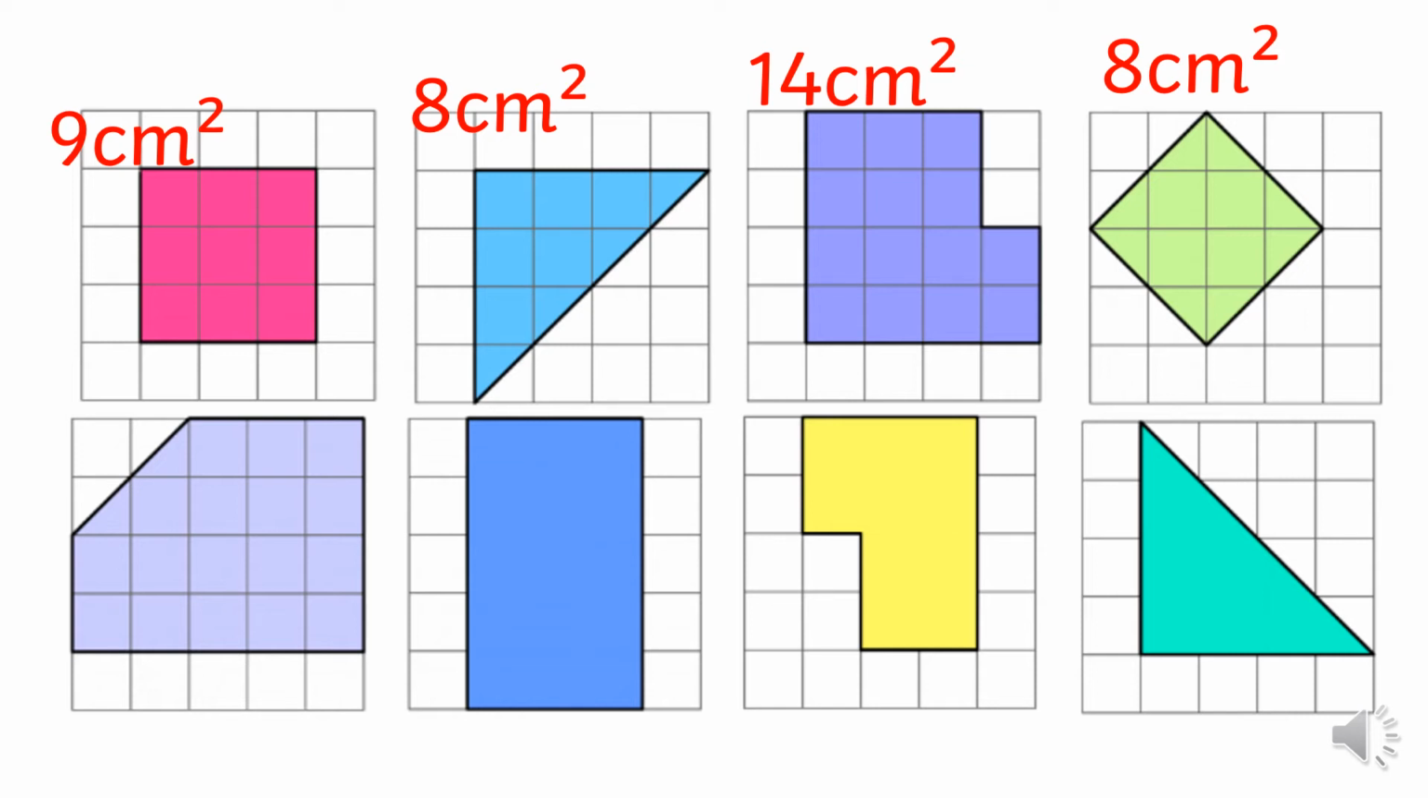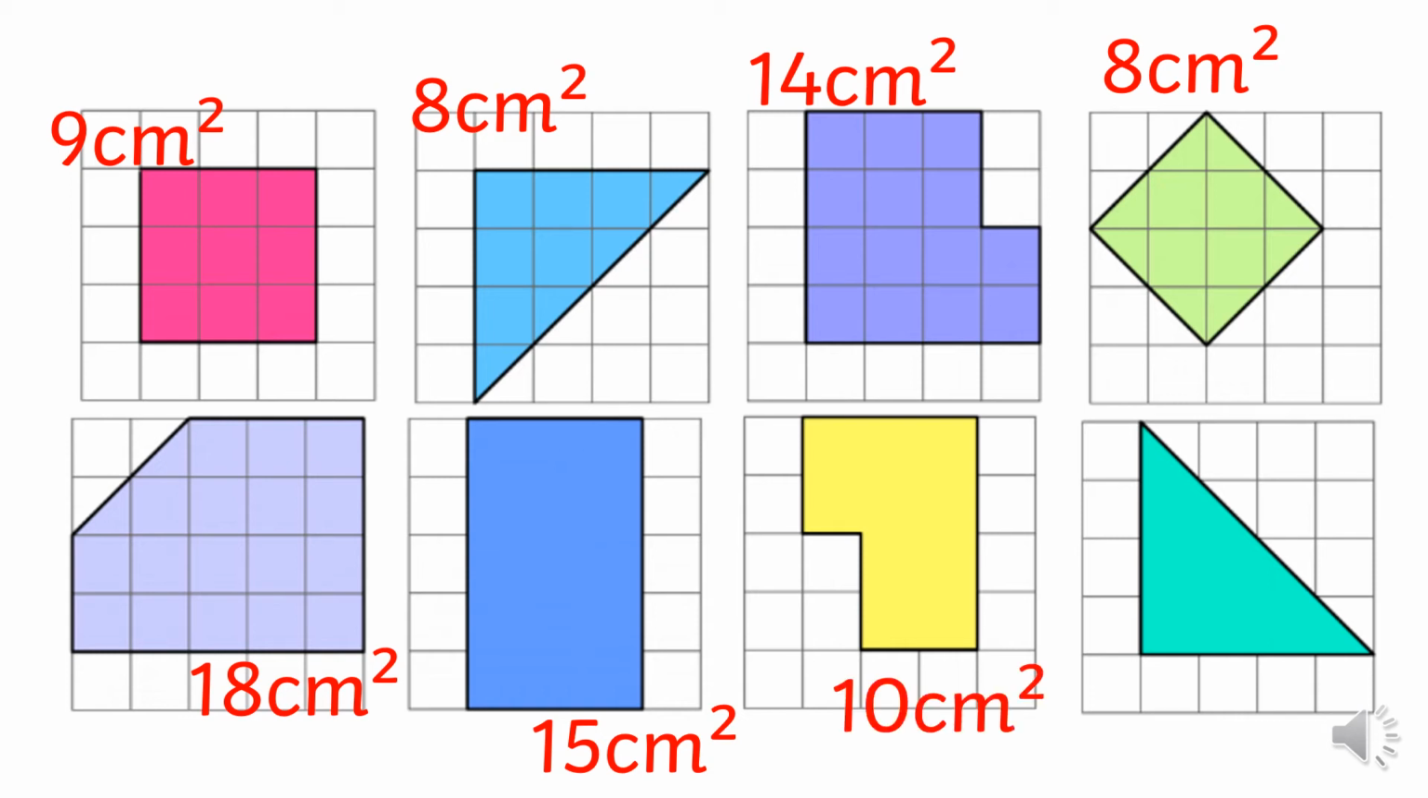Okay, moving on to the bottom line, the first one there is 18 centimetres squared. The rectangle, although you can't see the squares, you can still imagine where they are and calculate them. 15 centimetres squared. The yellow shape, 10 centimetres squared. And the last one, which is the same as the second triangle that we've done, 8 centimetres squared. So hopefully that's easy enough.